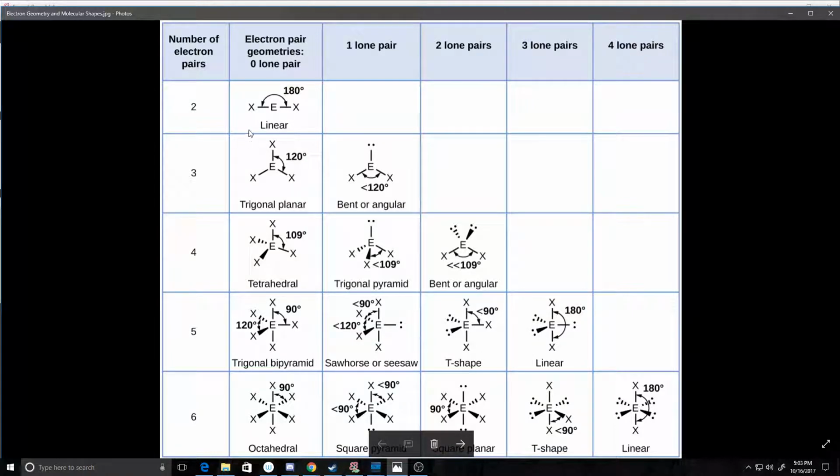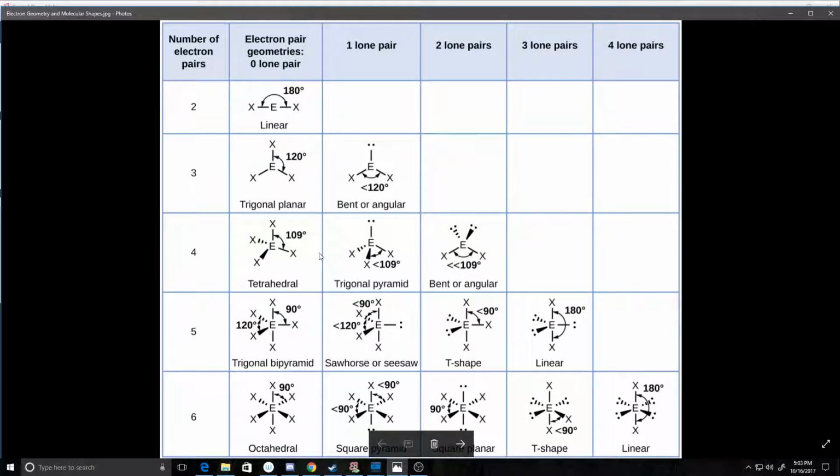So really, the first thing we need to do is figure out how many electron pairs, or how many electron groups, we're working with. And then we figure out how many of those are lone pairs outside of that. So really, that's what we're looking at here.